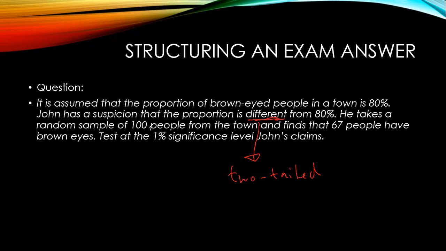This is going to take a sample of 100 people, just like we did in our two examples, and he finds out that 67 people out of those 100 have brown eyes. We want to do a test at the 1% significance level to test John's claim. Sorry, I shouldn't have the S there again, that should just be singular, not plural. So we want to test John's claim that the proportion of brown-eyed people in the town is different from 80%.